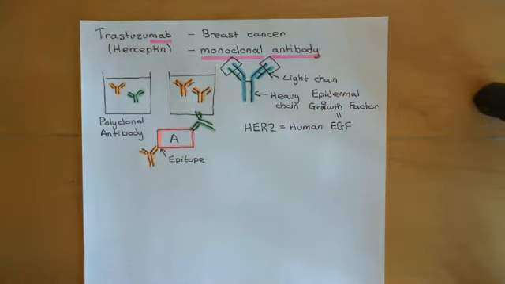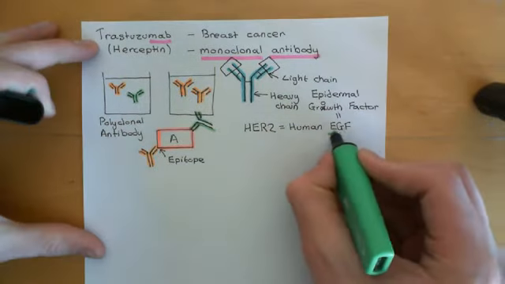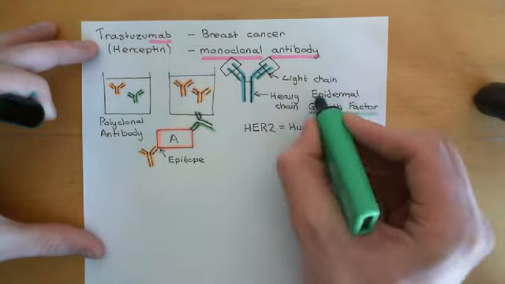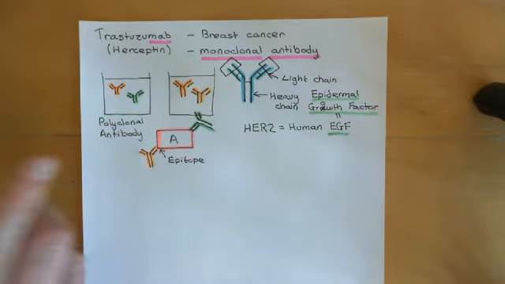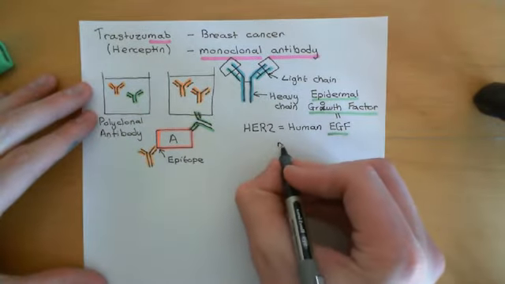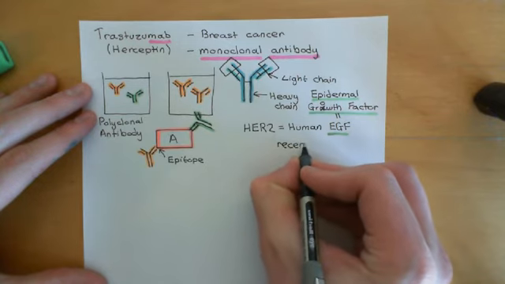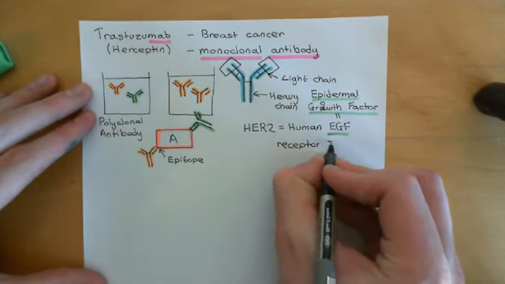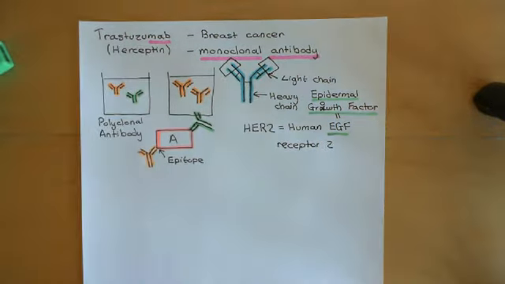There we go. Epidermal growth factor, so human epidermal growth factor, and then receptor, and it's specifically the human epidermal growth factor receptor 2, HER2. Now there are other HERs. There is actually HER1, HER3, and HER4 as well, so there are 4 HERs.